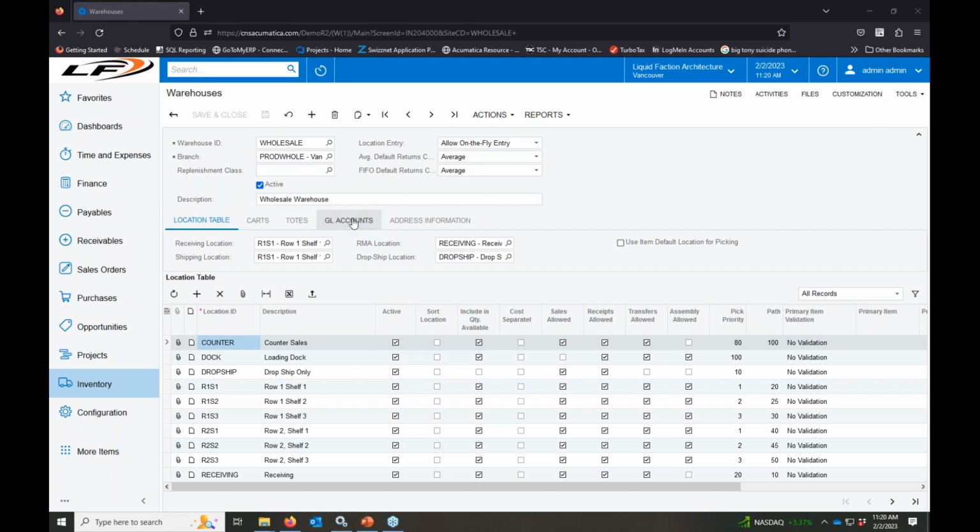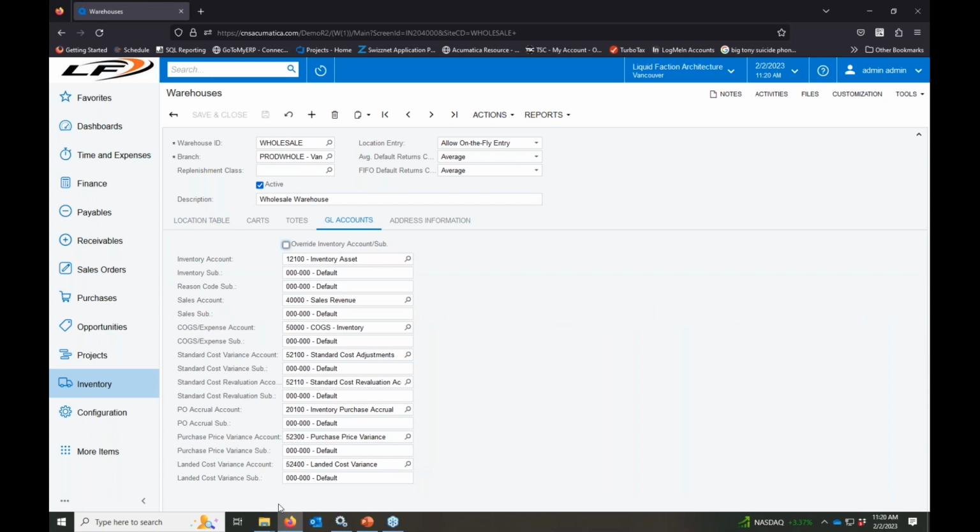We have our GL accounts, which will dictate the flow of where inventory is, what GL account the inventory is stored in, sales accounts, and defaults that are coming out of this warehouse. Of course, we do have some reports as well that we'll have a look at later.